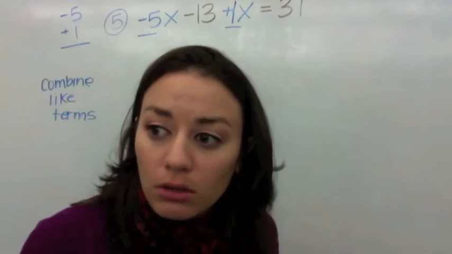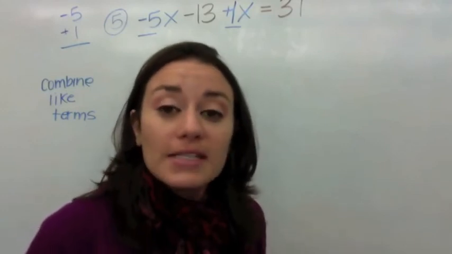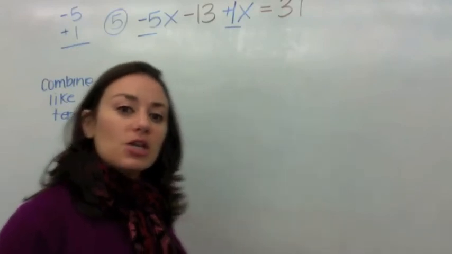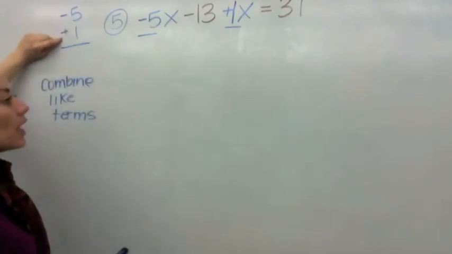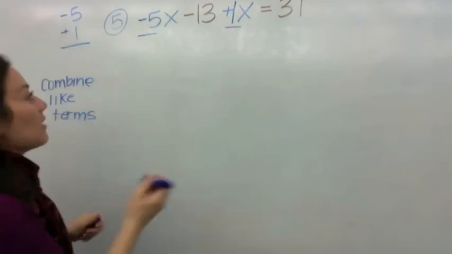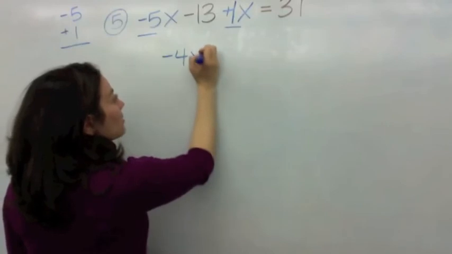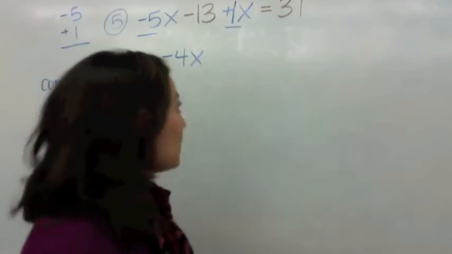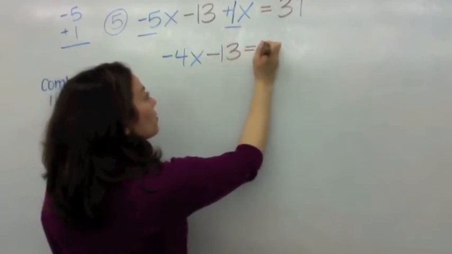Jacob, is that 4? No, it's not 4. Why is it not 4? It's because you keep the sign of the bigger number. So if I say 5 take away 1, I keep that negative. So this is going to be negative 4x. Very good. Okay, then you're going to bring down the brown terms, which is negative 13 equals 31.